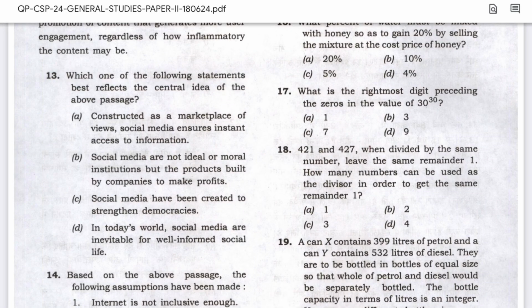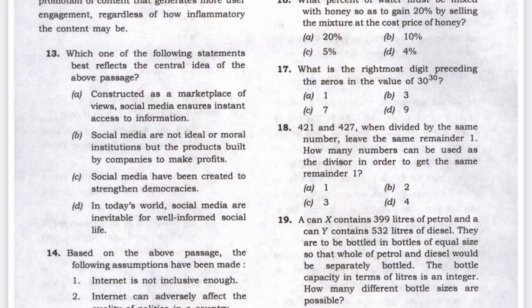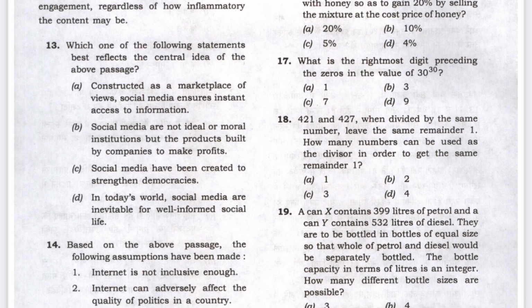16th question. What percent of water must be mixed with honey so as to gain 20% by selling the mixture at the cost price of honey? It's simply, I think it's just about subtraction, percentage, basic mathematics, right? So I think it's going to be an easy question. So with that logic, now let me start working it out. The question is simple because whenever you don't have any numbers given as such, I always start working out my problem assuming a quantity of 100. Right? Whenever a particular quantum of number is not given, right?